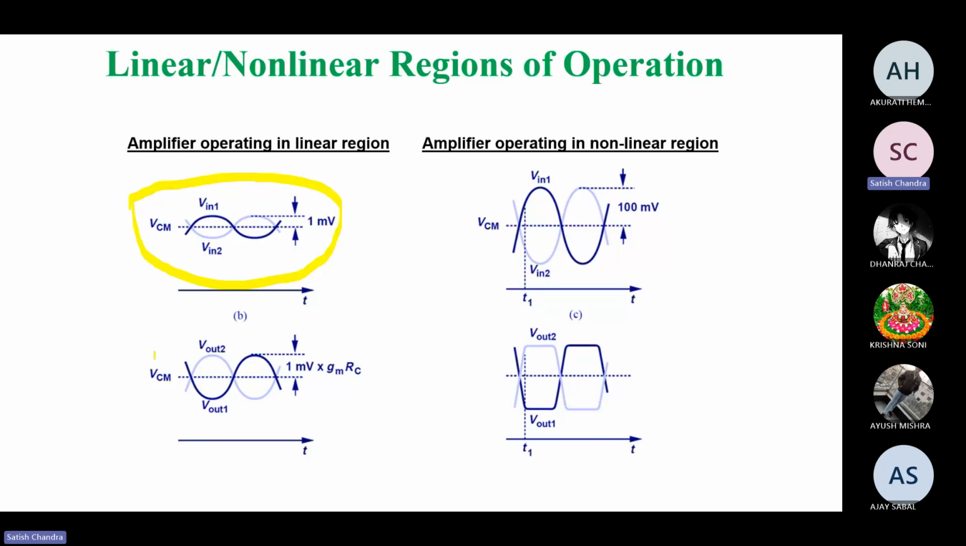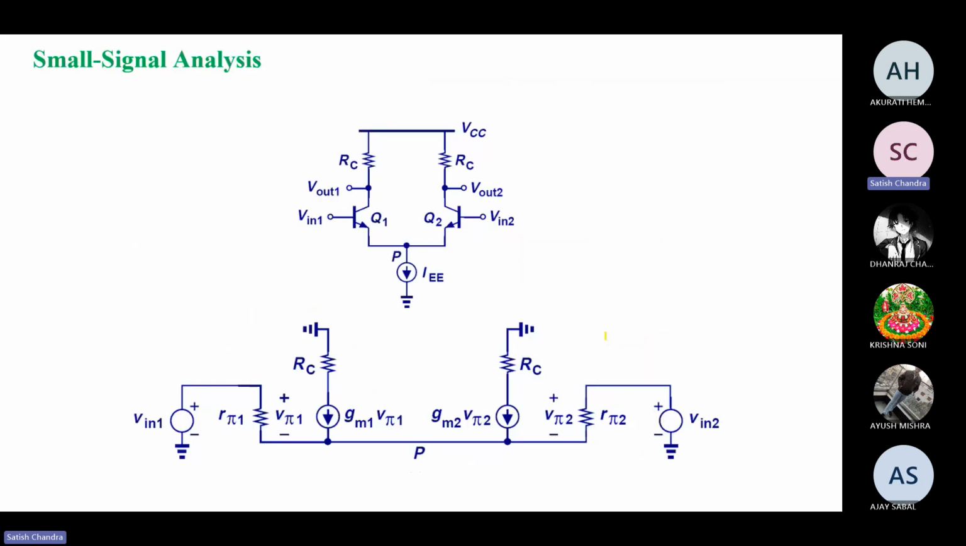That depends on the gm RC value. If it becomes very high, the transistor goes into the cutoff region or out of the active region, or into the saturation region. Then we get a clipped version of the output, not the amplified version. That is why we need to check every time that it does not go beyond the output range. That is all about the linear and non-linear regions of operation.